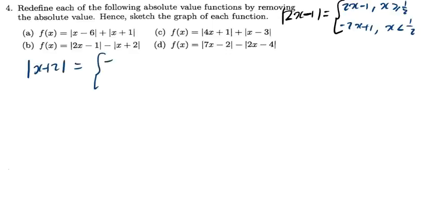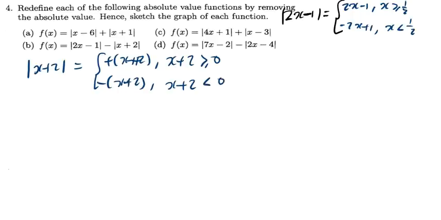We know that for positive x plus 2, the condition is that x plus 2 should be greater than or equal to 0. If we multiply by negative, the condition will be that x plus 2 is going to be less than 0. Let's solve for x. So x plus 2 greater than or equal to 0. Shift 2 to the other side, x will be greater than or equal to negative 2. So we finish it from here.